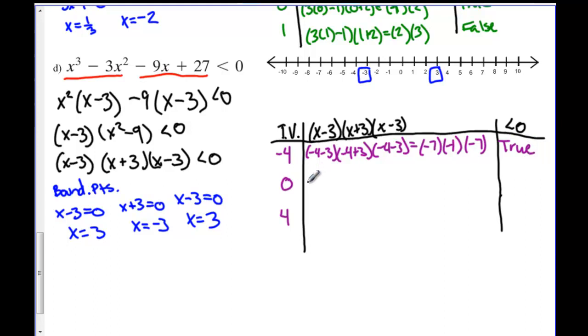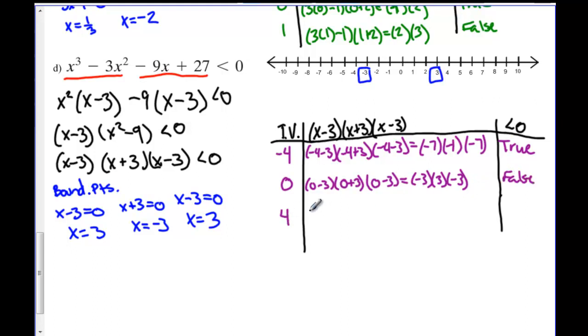Now, when we plug in our 0, so we're going to have 0 minus 3, 0 plus 3, and 0 minus 3, which is going to give us negative 3 times a positive 3 times a negative 3. 2 negatives and a positive gives you a positive value. A positive is less than 0. False. Correct. False.